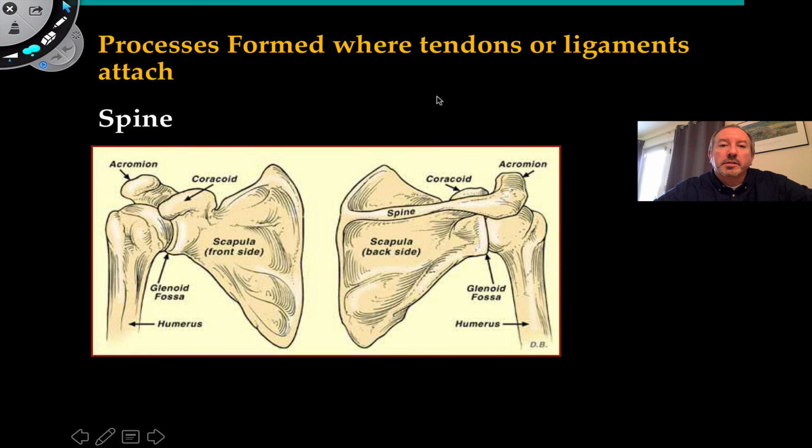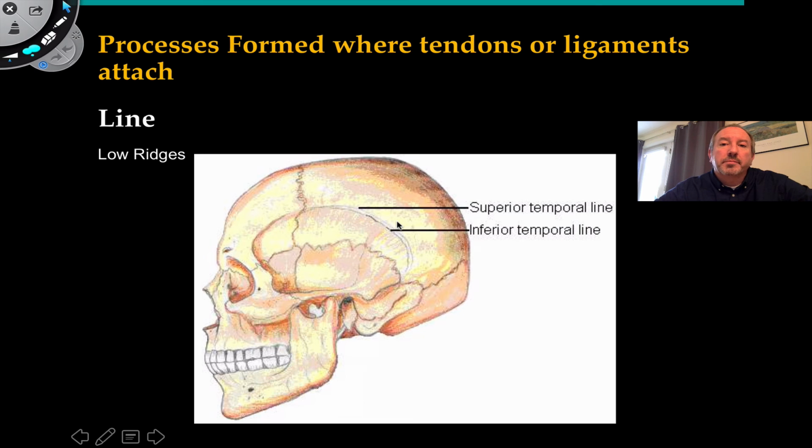Okay. Then we have a term called a spine, and a great example of that is looking at this flat bone in your shoulder called the scapula. This is the anterior view, the front of the scapula, and this is the posterior view, or back of the scapula. You have this spine which runs across the top of the scapula posteriorly. And it's a point where ligaments and tendons can attach.